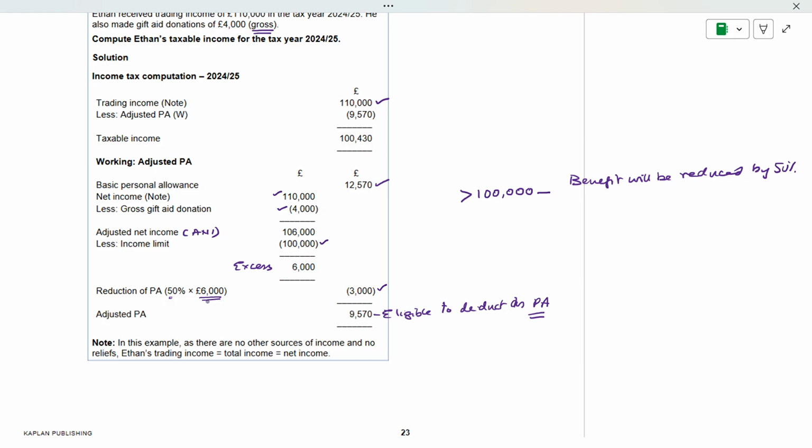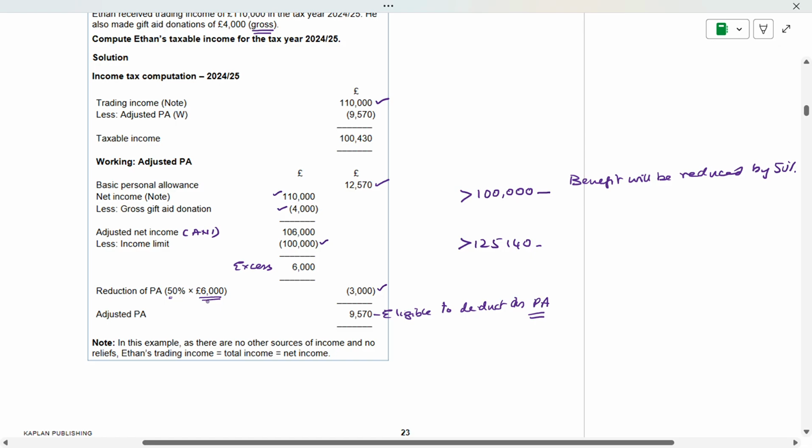If the income is increasing, what will happen? Somewhere you asked me that doubt. The tax benefit will be reduced. Here we are getting more income, so why would we give that benefit to you? This is applicable only to people in the lower income group. The moment your income goes to 125,140, the personal allowance benefit will be only 0.